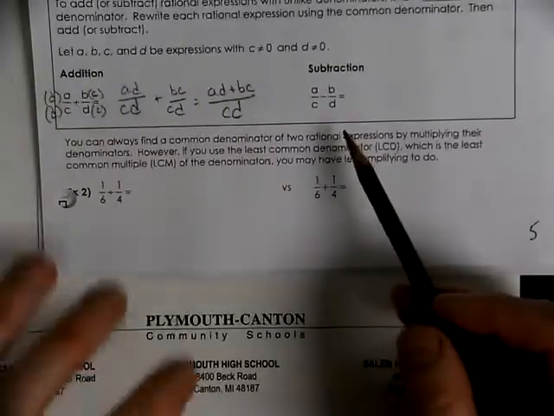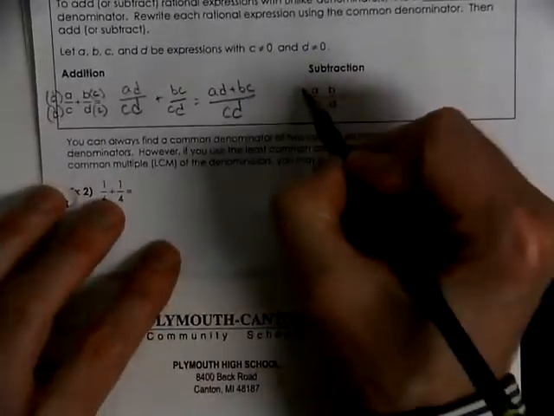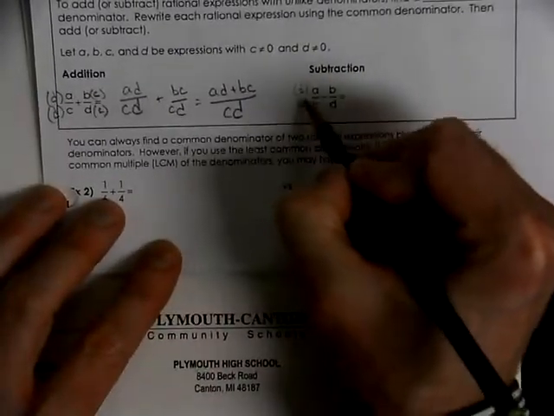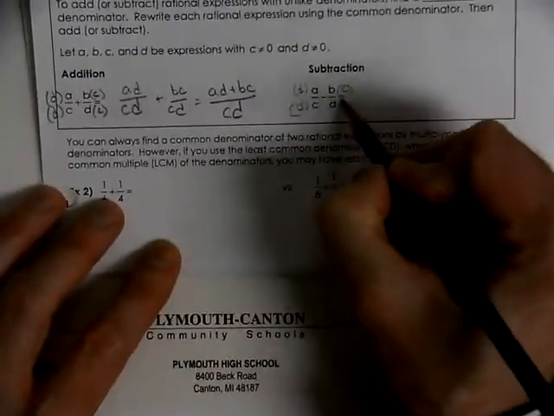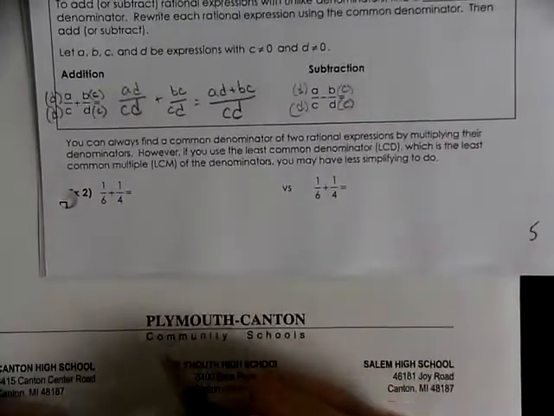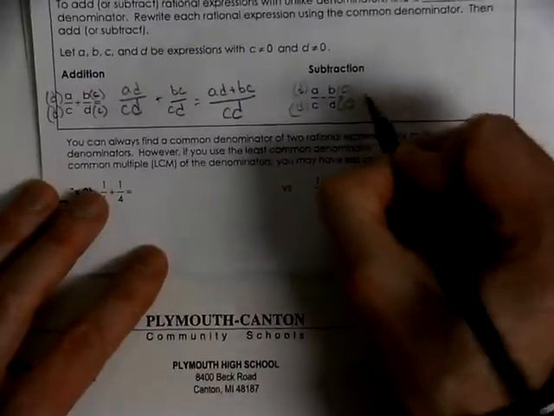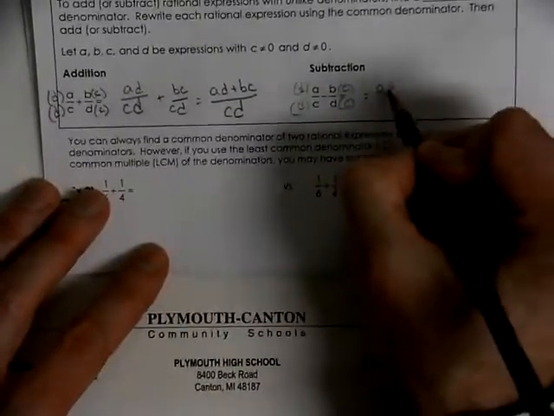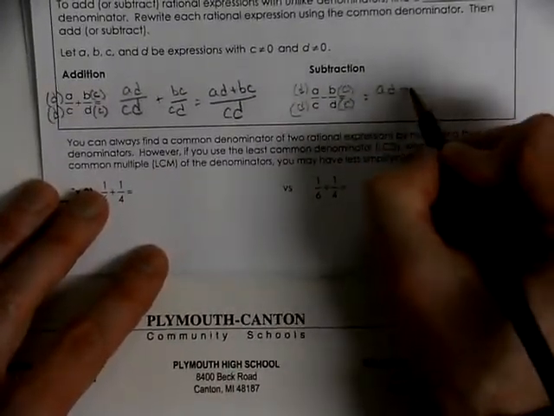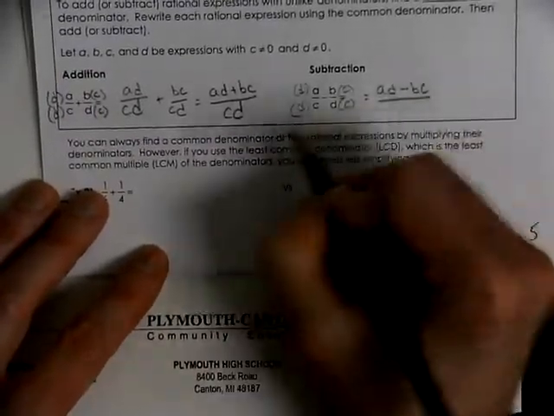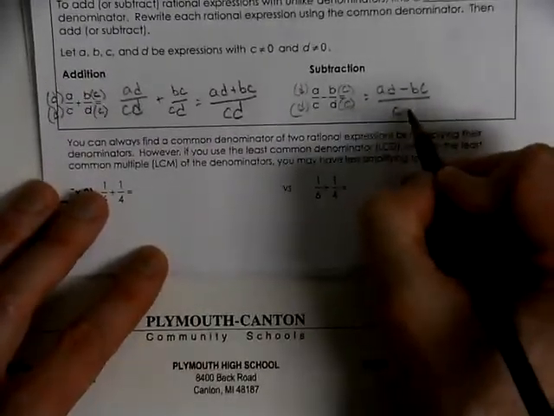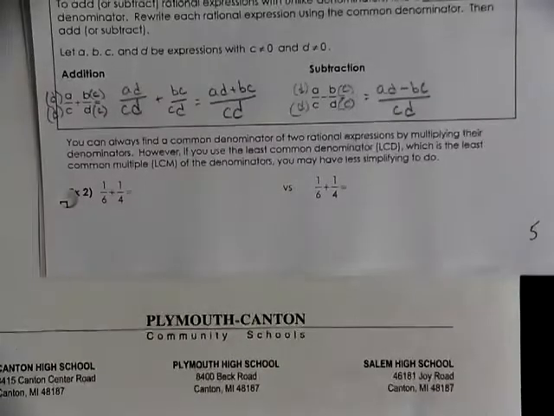So our next one, the same idea. I'm going to multiply by D to the first fraction, C to the second fraction, because that would make the denominators the same. So I'm going to have AD minus BC all over our common denominator of CD. And nothing can be reduced there.